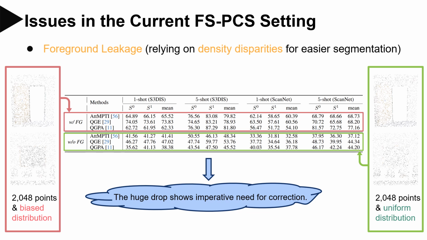Addressing this issue by changing biased sampling in the red box to uniform sampling in the green box unveils a significant performance drop in the existing methods. It underscores that the previous methods largely rely on the density differences exposed by foreground leakage to achieve seemingly superior performance, highlighting the imperative need for correction.